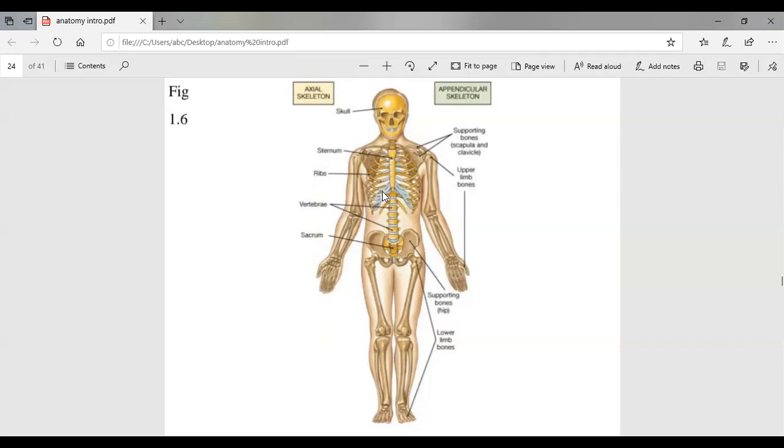Then can you see in the behind part there is a straight line of small structures kept each above each other. That is the vertebral column. Then even the hands have bones. So what is the function of the skeletal system?